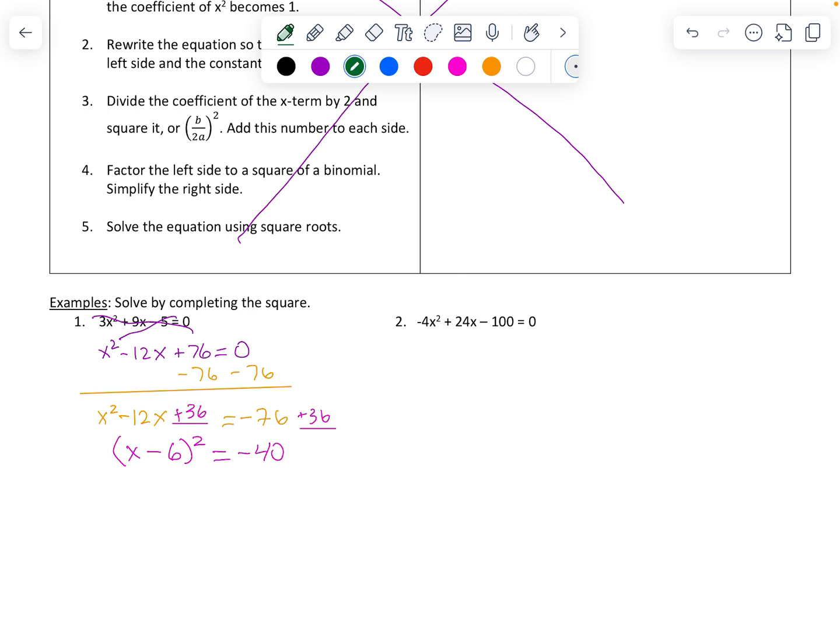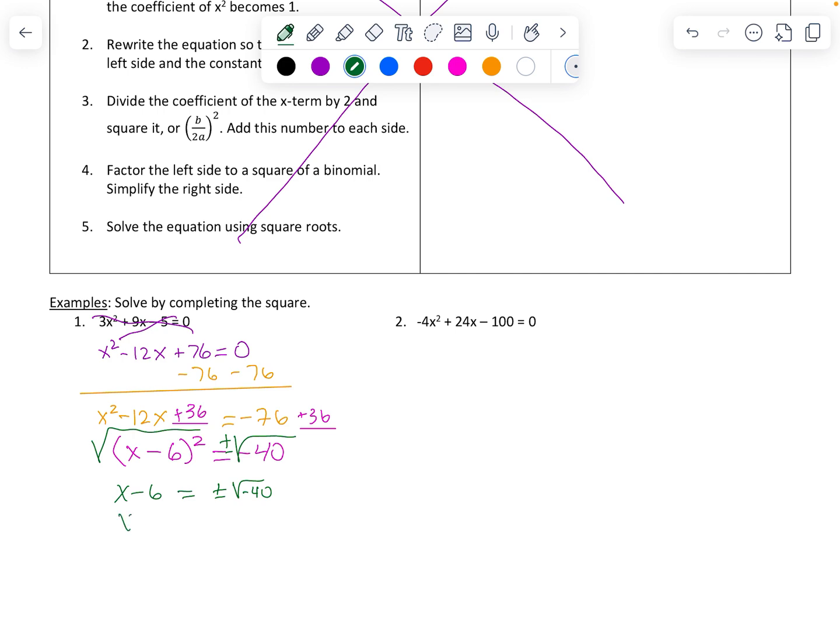So I'm going to solve this using square roots. Take the square root of the left side, take the square root of the right side. Don't forget to put the plus minus in. On the left side, I get x minus 6. On the right side, I get plus or minus the square root of negative 40. So at this stage, you might realize that we are going to have an i in the problem because I have a negative under the radical.